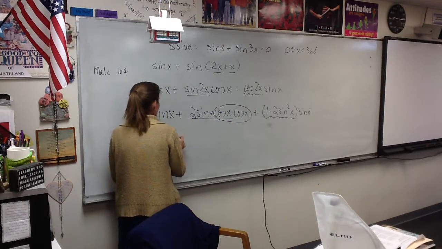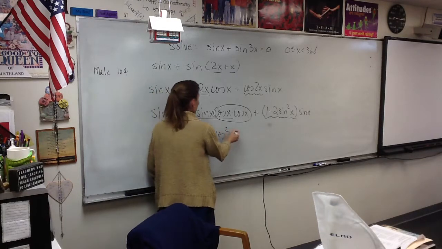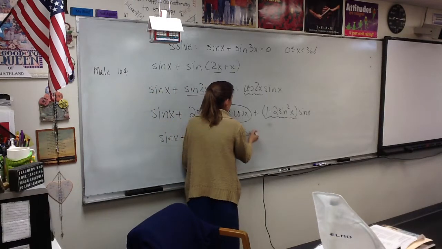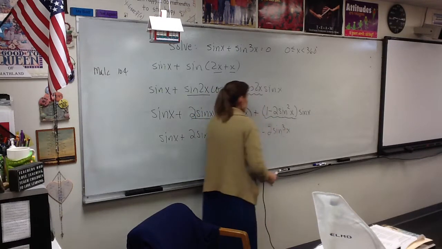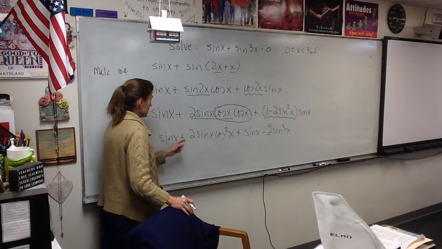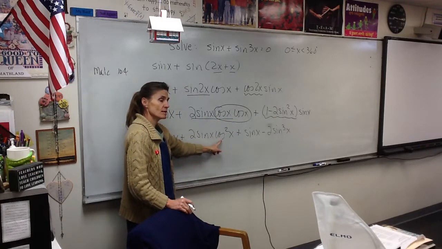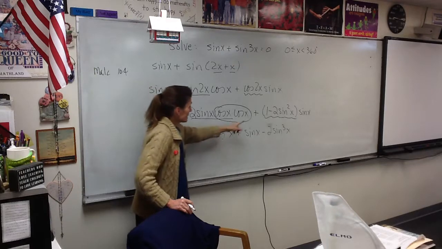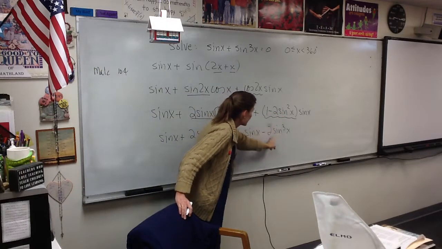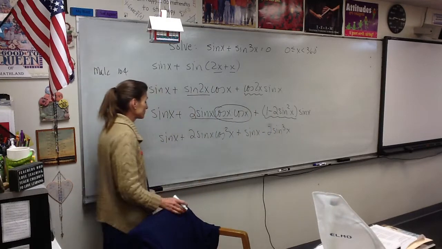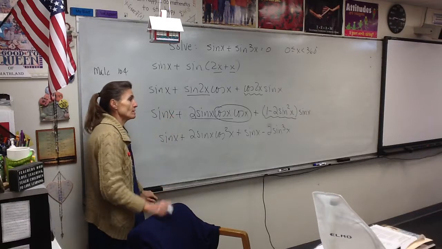We have sine x plus 2 sine cosine squared plus sine x minus 2 sine cubed. All right, now don't be confused. This term has a cosine times a cosine, so I put them together as cosine squared. This is a distribute, so I took sine x times 1 and sine x times negative 2 sine squared. You should know what to do next.